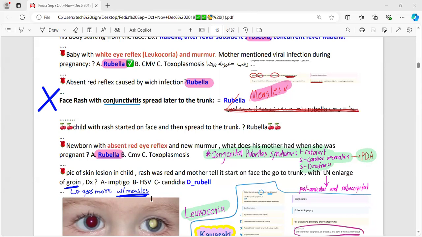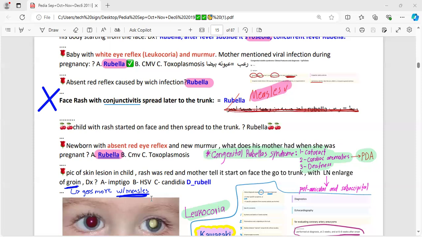So we were talking about the absent red reflex. The causes could be congenital cataract, leukocoria, or retinoblastoma. So we have to refer the patient to the pediatric ophthalmologist. And the commonest, if it is congenital, you would pick it up immediately after the birth. And especially if there are other problems like a murmur, you would have to exclude rubella infection.